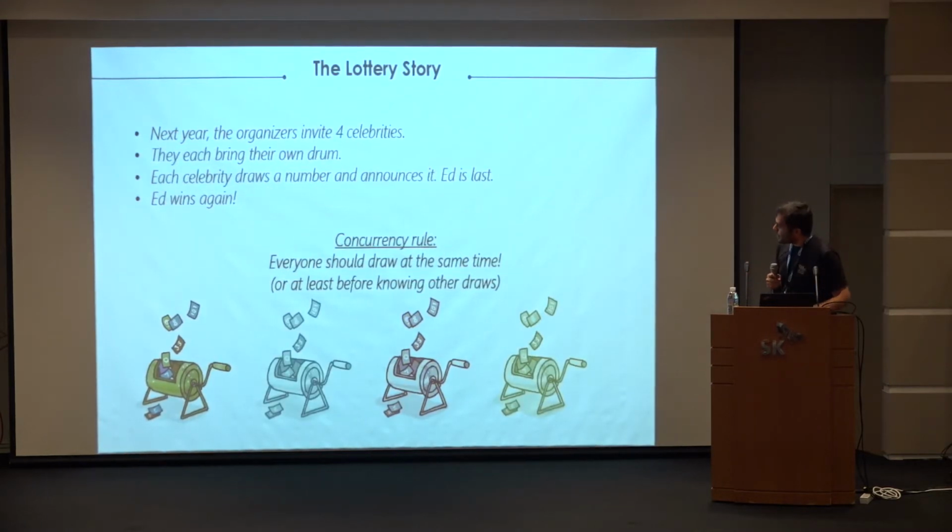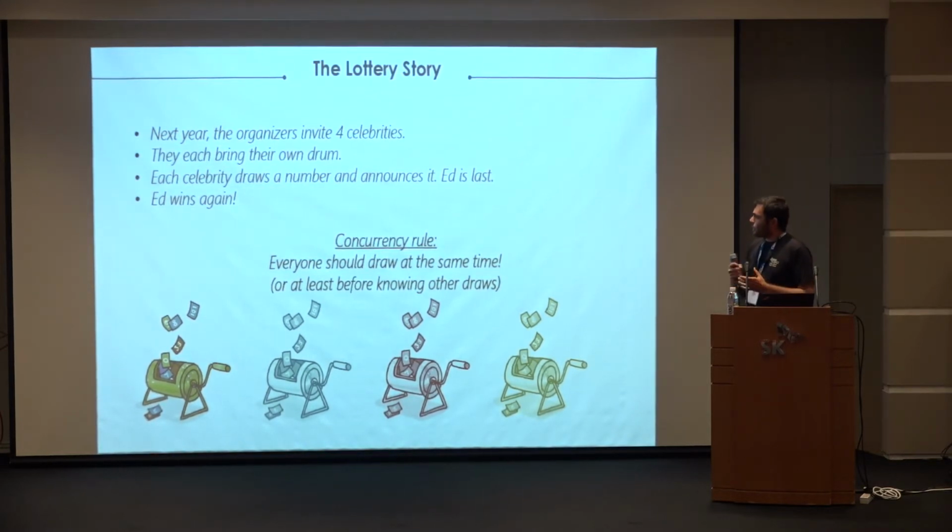Okay. The next year, the organizers invite 4 different celebrities and ask each of them to do one of the roles. But Ed is the last one, and he actually wins. And the reason he wins is that he can look into the numbers that were generated by the previous people and just generate a number that makes him win. So we need a concurrency rule, in the sense that everyone should draw their numbers at the same time, or in other words, at least before knowing what other people have drawn.